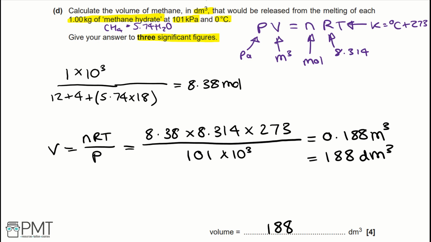For the marks for this question, you get a mark for working out the number of moles, a mark for rearranging the ideal gas equation, and a mark for plugging in your numbers. The final mark is for converting meters cubed into decimeters cubed.